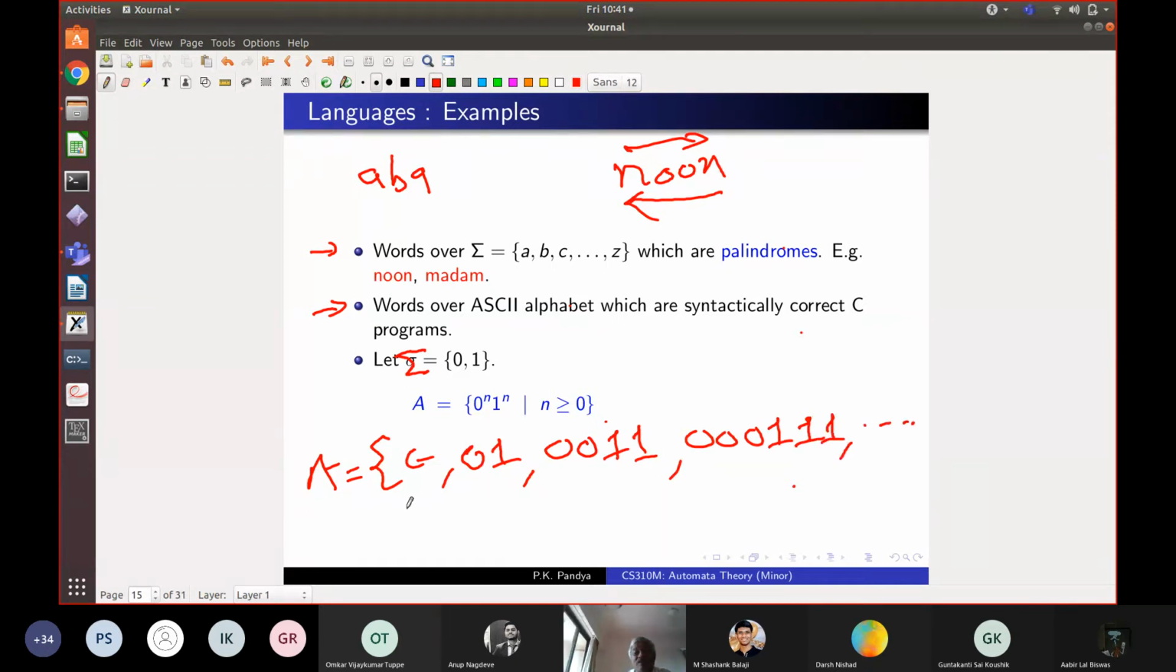And why is this? I will write it in blue. This is obtained by taking 0 to the power 0 followed by 1 to the power 0. This one is obtained by taking 0 to the power 1 followed by 1 to the power 1. This is obtained by taking 0 to the power 2 followed by 1 to the power 2. Yes? Hello?